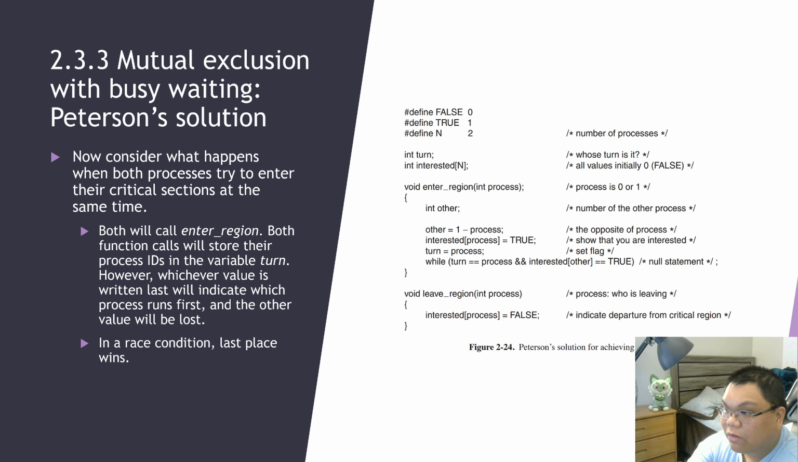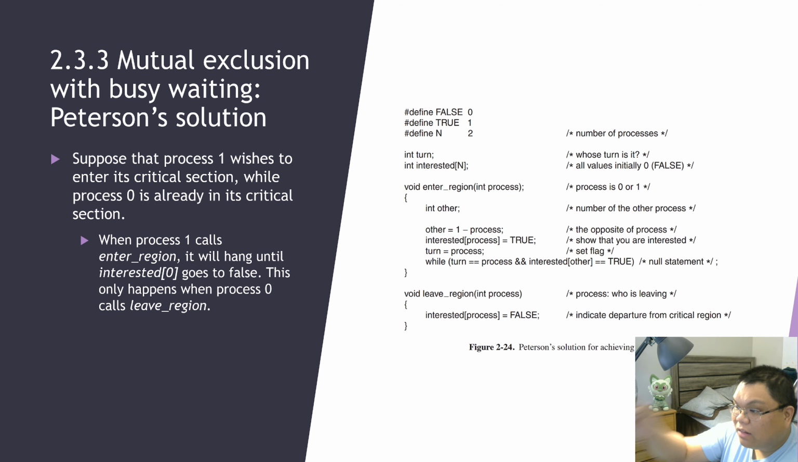When process 0 leaves, it's going to call leave region and say, I'm no longer interested in executing my critical section. That indicates to process 1 that it's now process 1's turn to run.